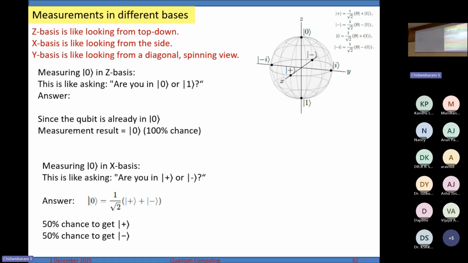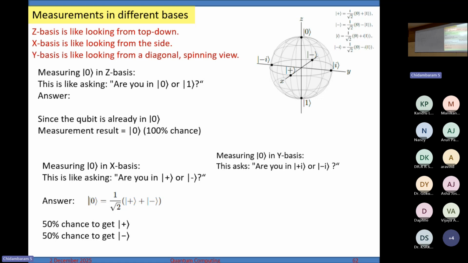So the transformation, what you are getting is the Pauli X gate, right? So 50% chance to get plus, 50% chance to get minus. So when you measure 0 in the X basis, you get a 50% chance of plus and a 50% chance of minus. Now I am measuring 0 in the Y basis.